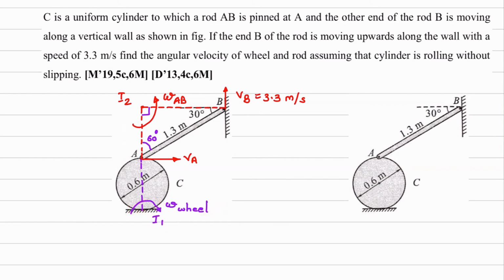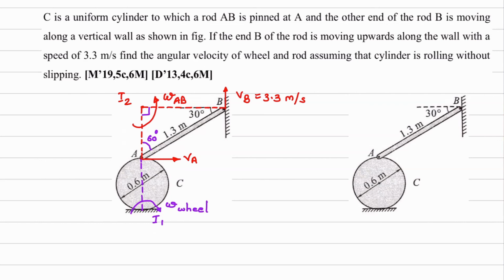So two things we have to find out: the angular velocity of the wheel, for which we have found the direction, and of the rod, omega AB, for which we have also found the direction. Now we have to find the magnitude of both these values. So how will we solve this question?